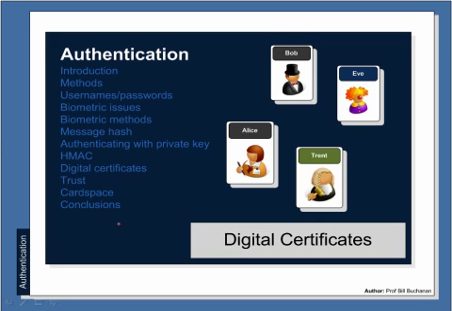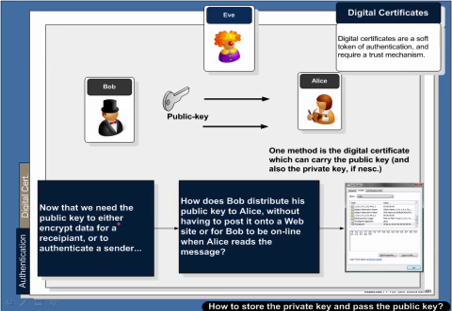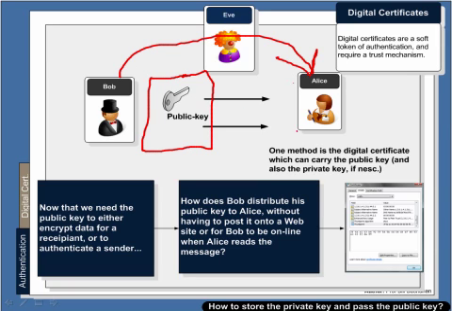Okay, in this part we'll look at digital certificates. So the major problem that we have now is how do we get the public key from one user to another? If Alice wants to send Bob a message, how does he get the public key to Alice? One way to do this is the digital certificate, which is a useful method for holding either a public key or both a public key and a private key.